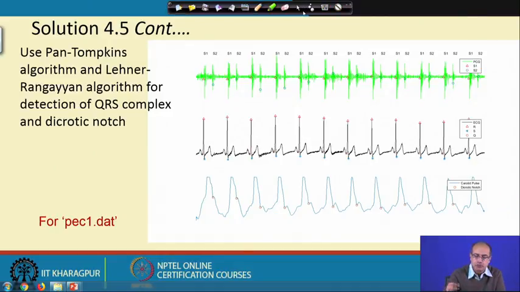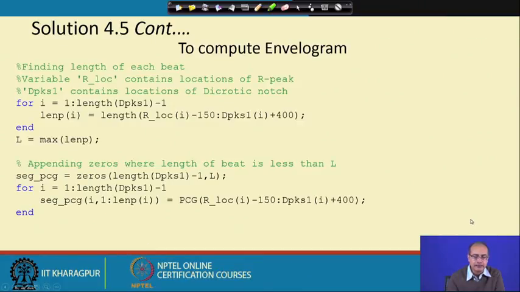Now, let us proceed. This is for the first signal, PEC1. Let us see what happens for the other signal, and how we first find out those locations. Here we are assuming that we already know the Pan-Tompkins algorithm, and from there we have the R location already found. The location of the dicrotic notch is also found, as we have done in the assignments earlier.